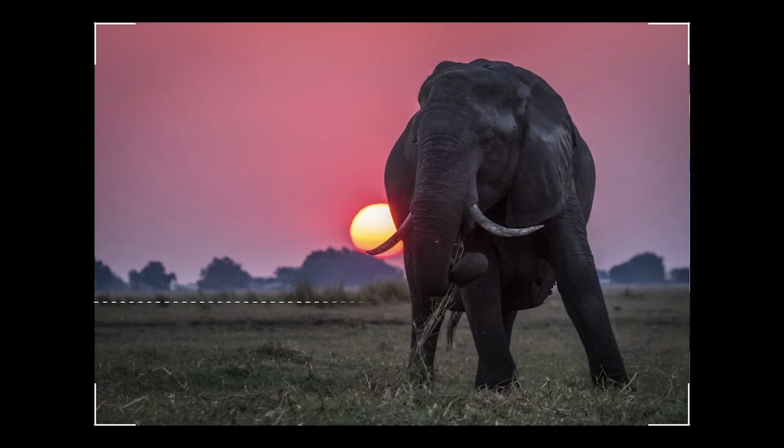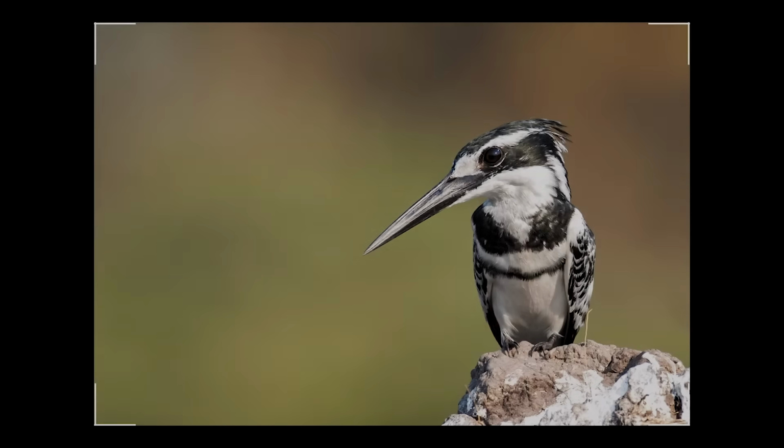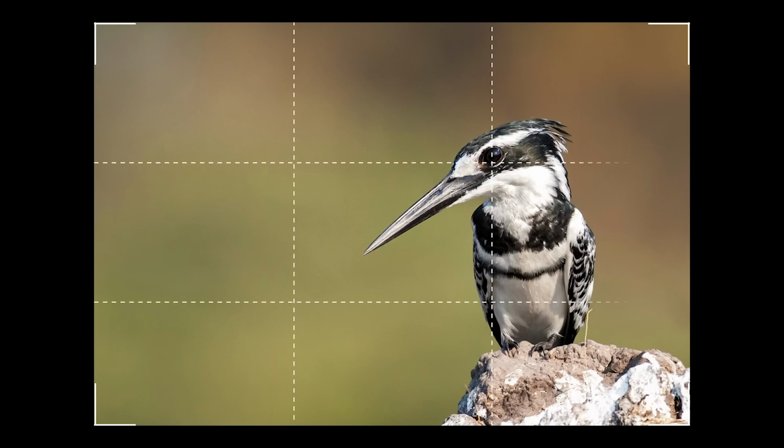The idea is to now position important elements like the horizon or the main subject along any of these lines. Another option could be to place key elements, such as the head or the eye of your subject, on any of the intersection points. So why does that work better than placing your subject dead center in the frame?